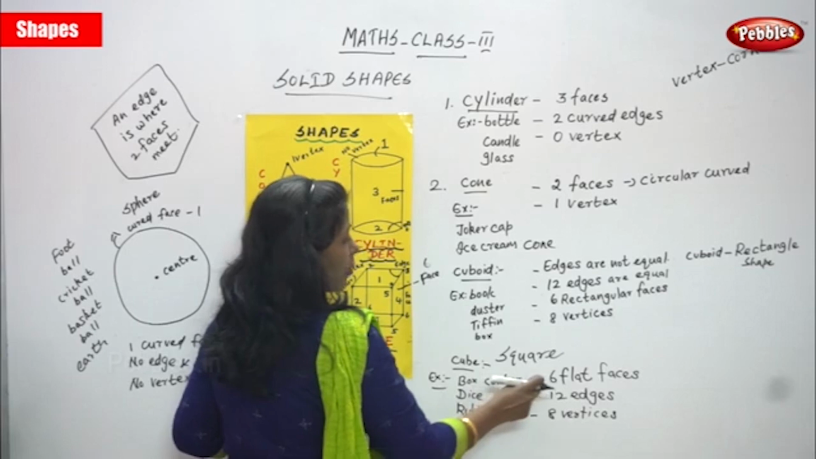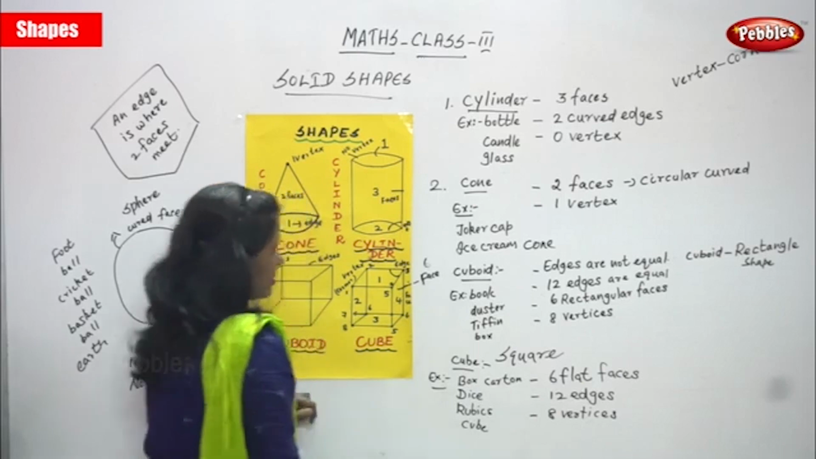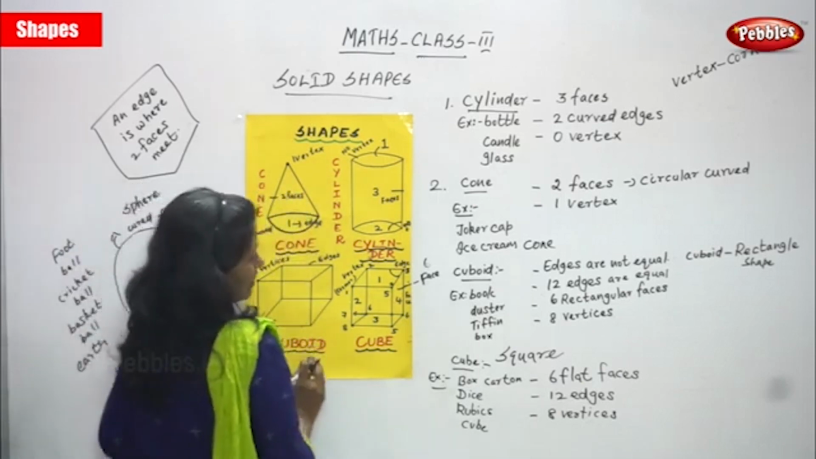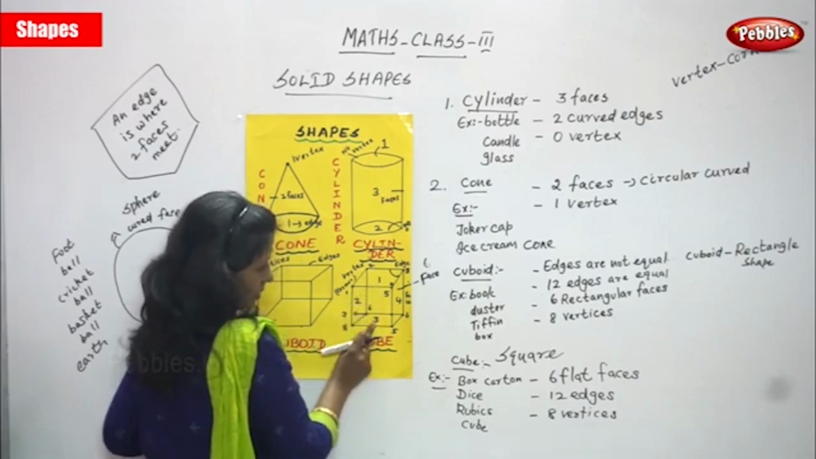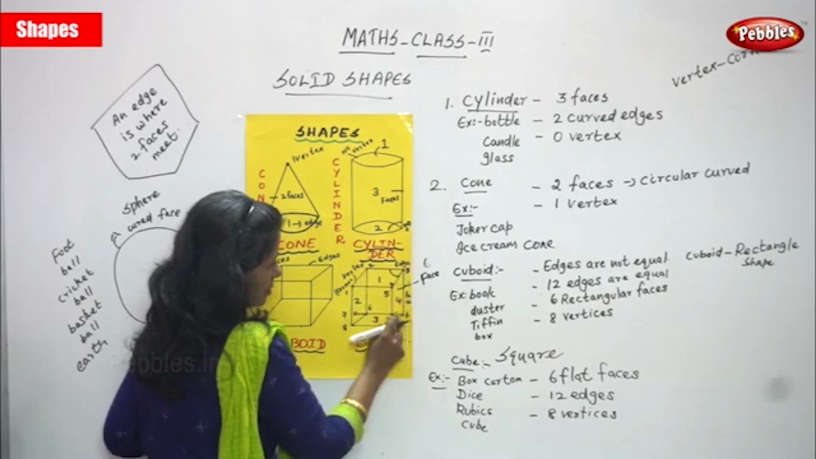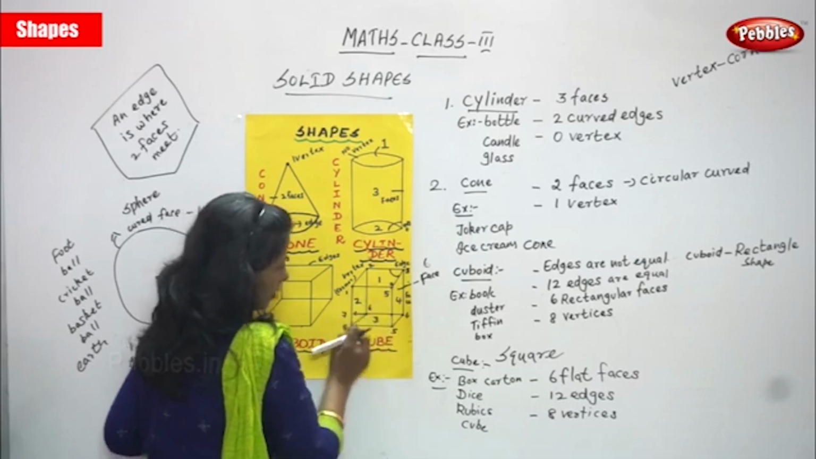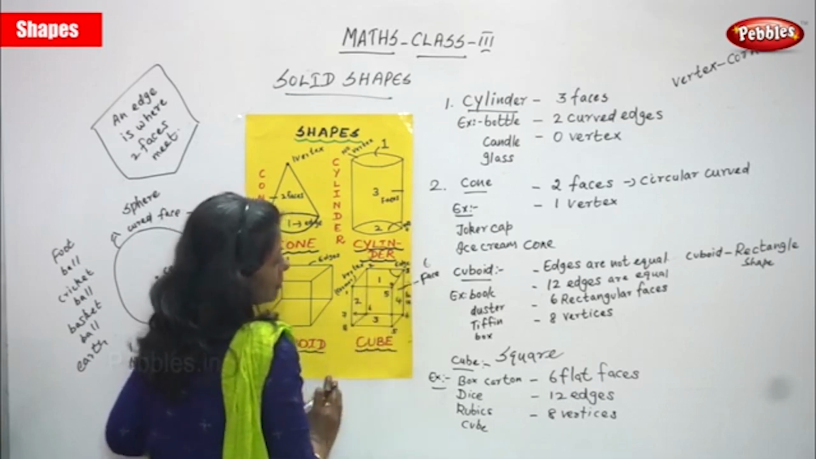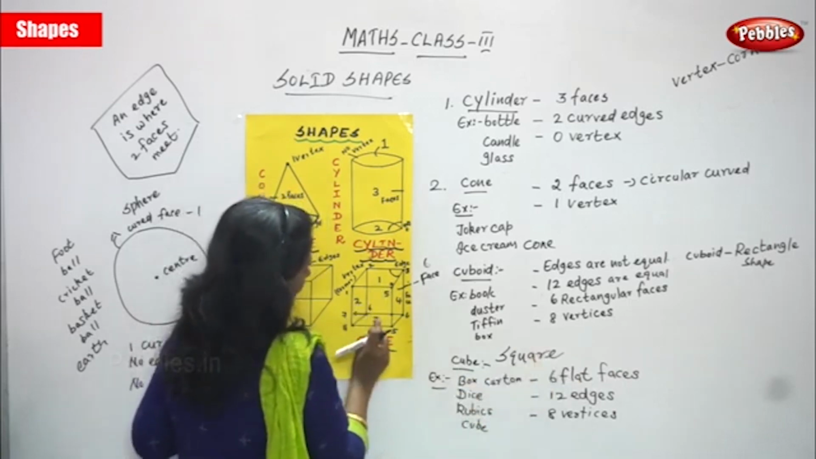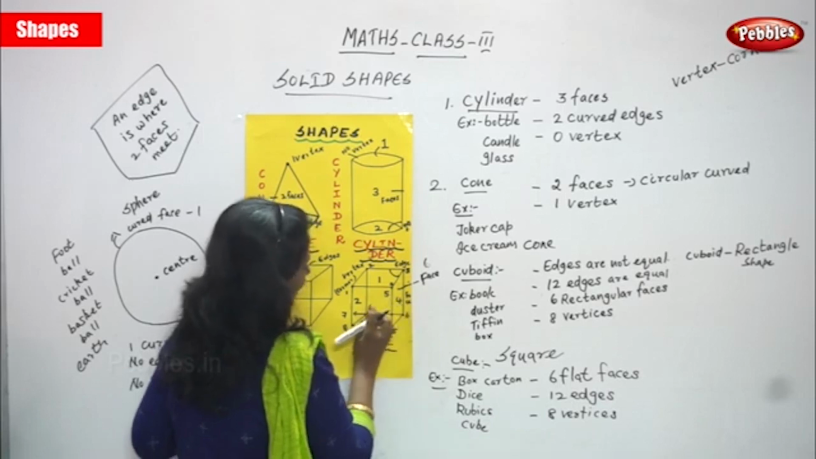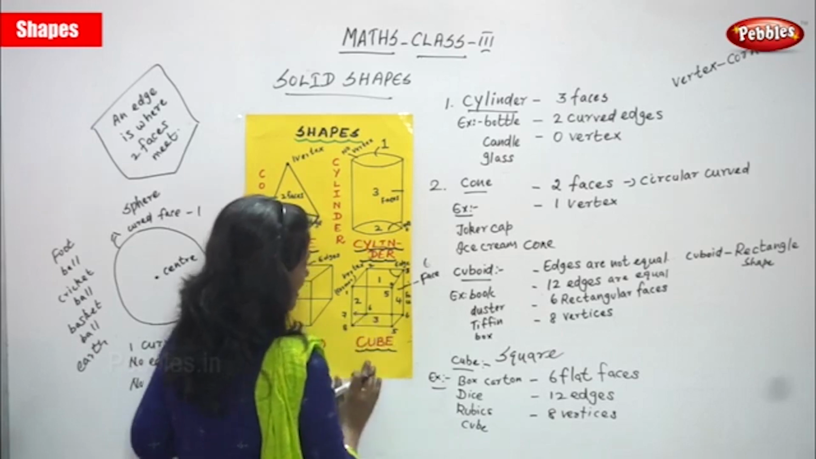Then how many flat faces? A cube has 6 flat faces, 12 edges, and 8 vertices. Let's see how many faces, which is very important. First face, second face, third face, fourth face, and this is one, and this is another. This is 5 and 6. This is one square and this is one more square. So altogether there are six flat faces. This is called a cube.